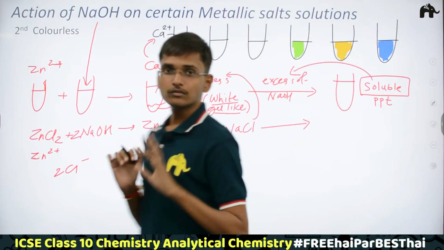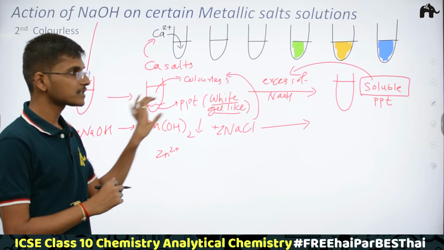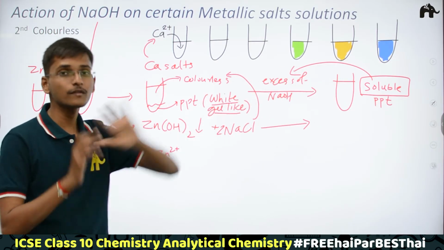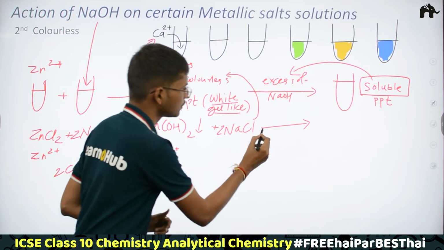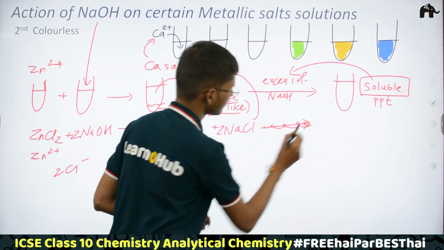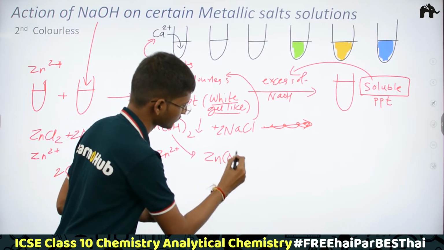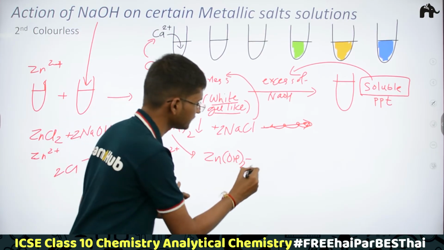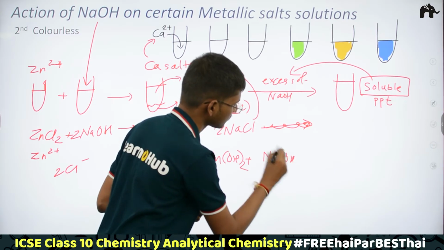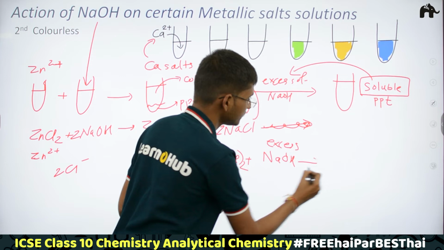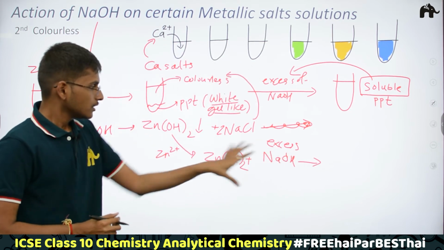Now this zinc hydroxide precipitate is soluble in excess of NaOH. This means that it is reacting with excess of NaOH, correct? So now I would write it here. This zinc hydroxide precipitate is reacting with excess of NaOH. I would write excess above. And what is actually happening in this reaction?